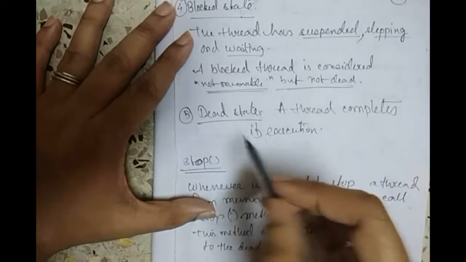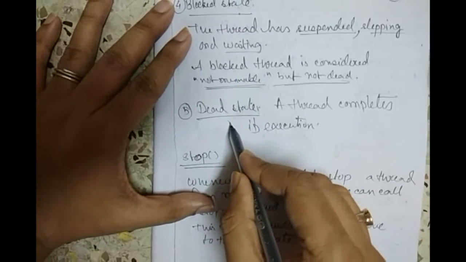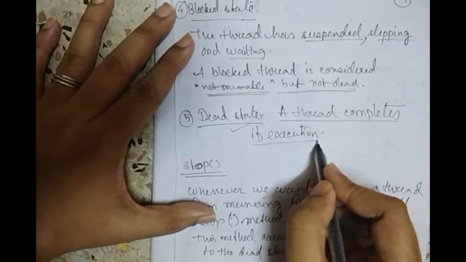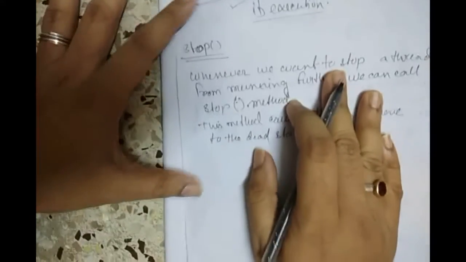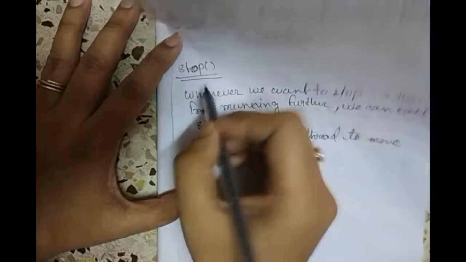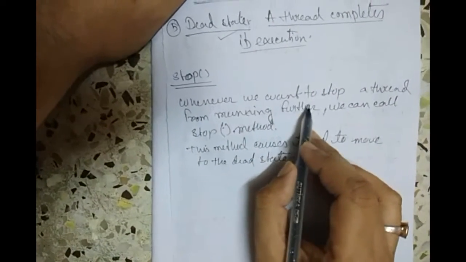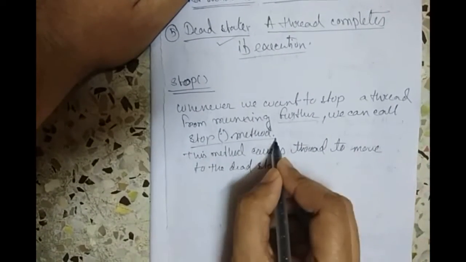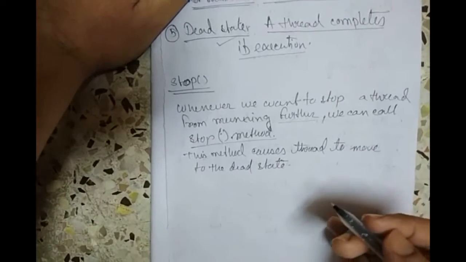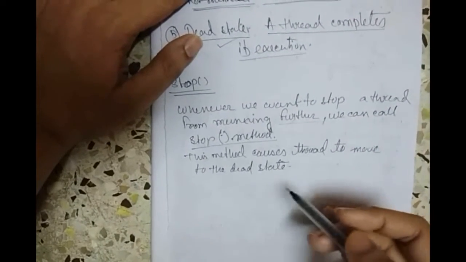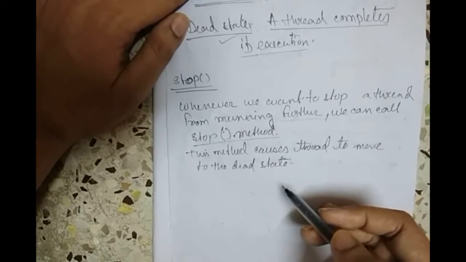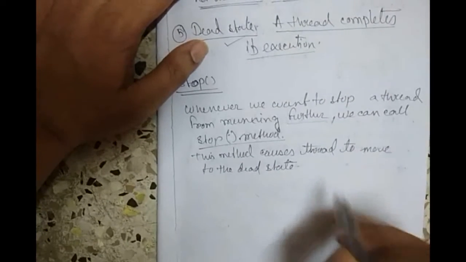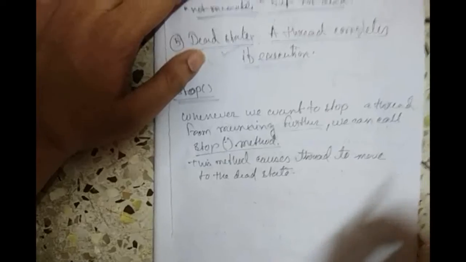The last state of the thread life cycle is the dead state. Whenever a thread completes its execution, it will be in the dead state. One very important method is the stop method. Whenever we want to stop a thread from running further, we can call the stop method. So whenever a thread calls stop, it goes to the dead state. That means it finishes its execution and completes its life cycle.